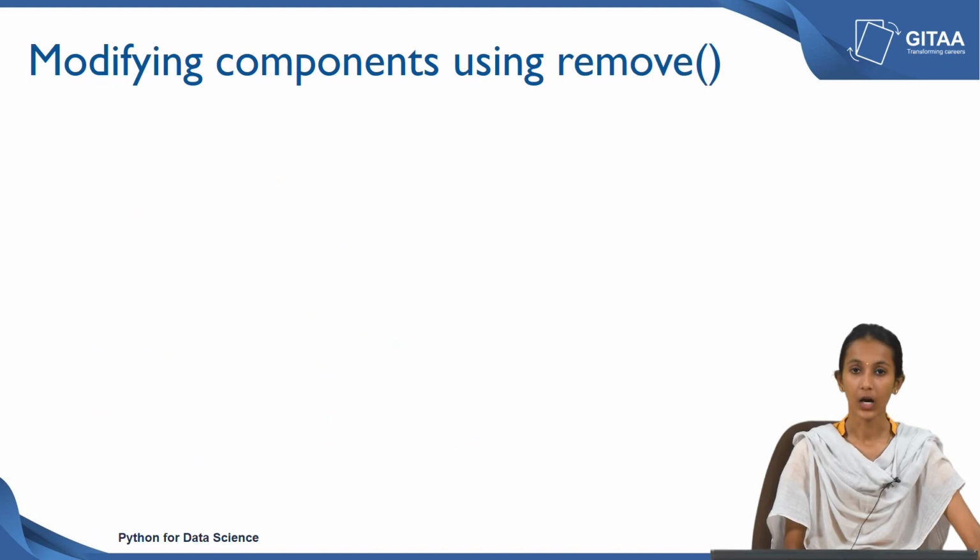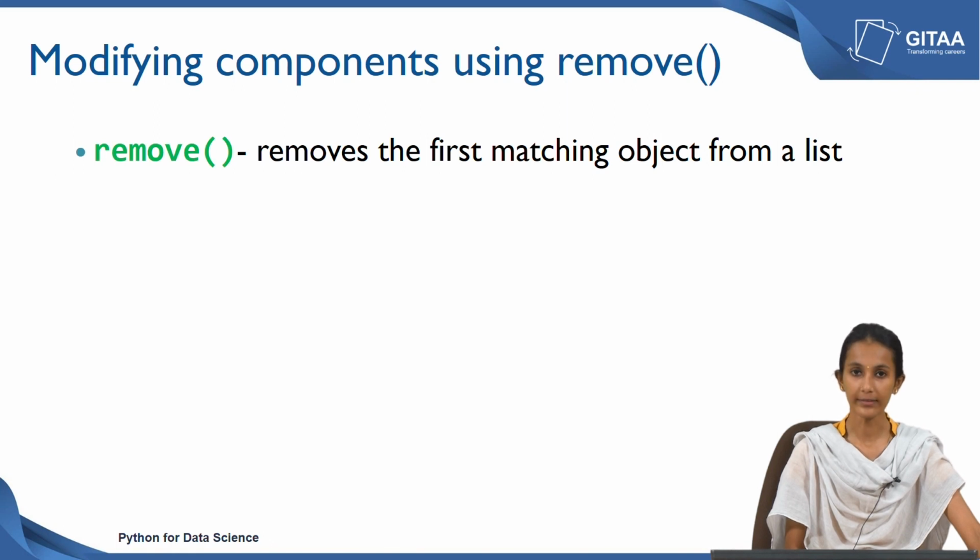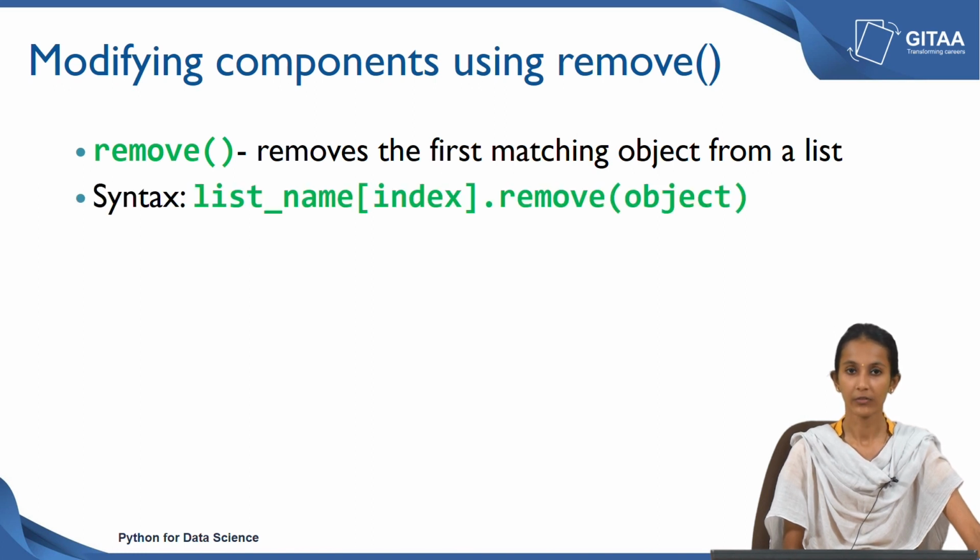Let's look at how to use the remove option. Remove removes the first matching object from a list. Looking at the syntax: list name, inside the square brackets we mention the index number, dot remove, and inside the parentheses we specify the object.